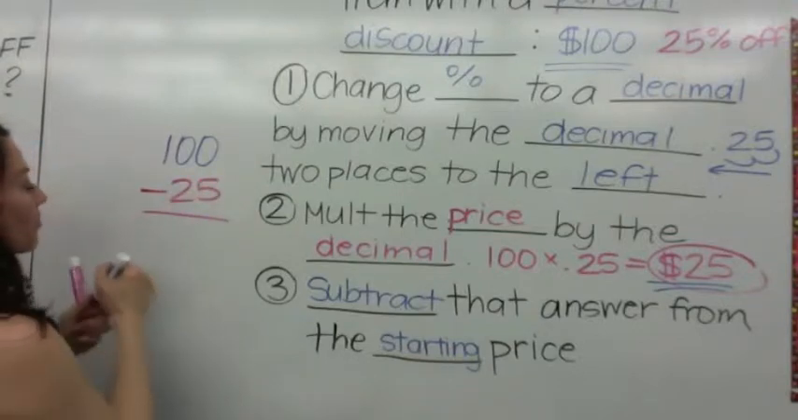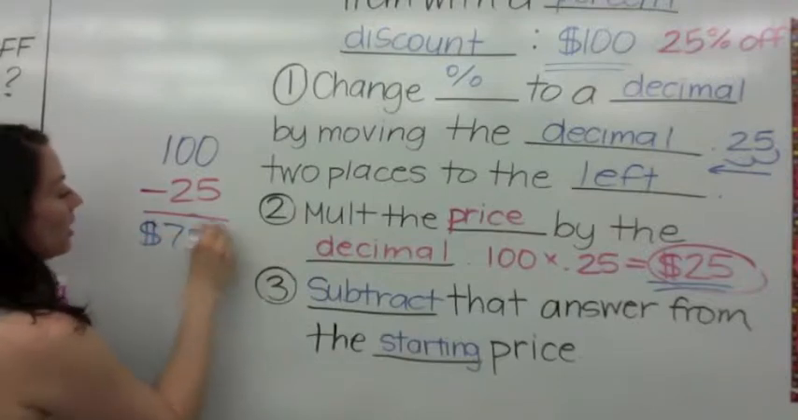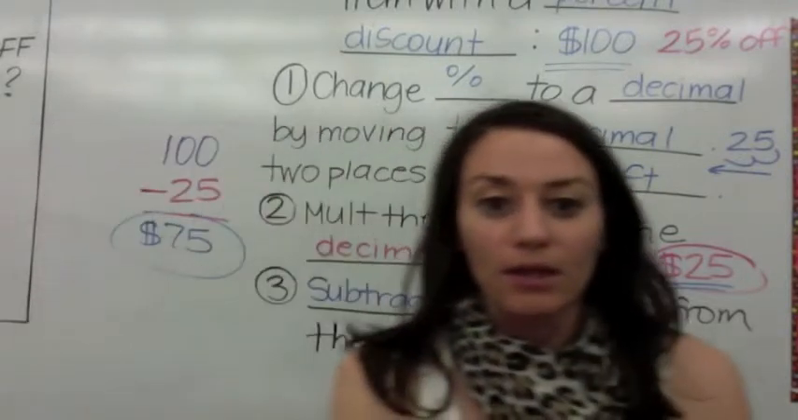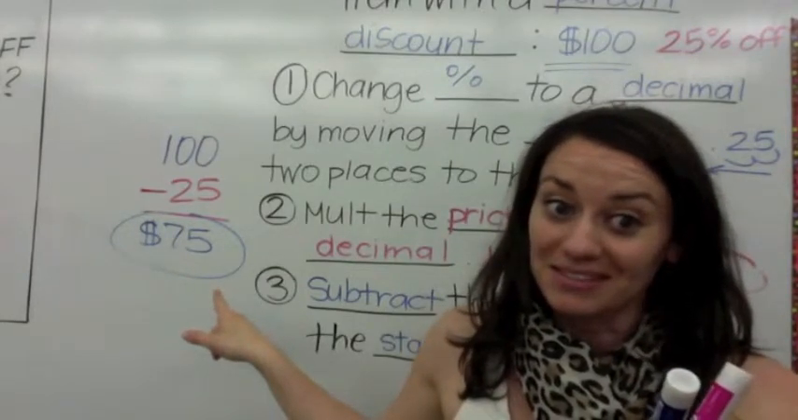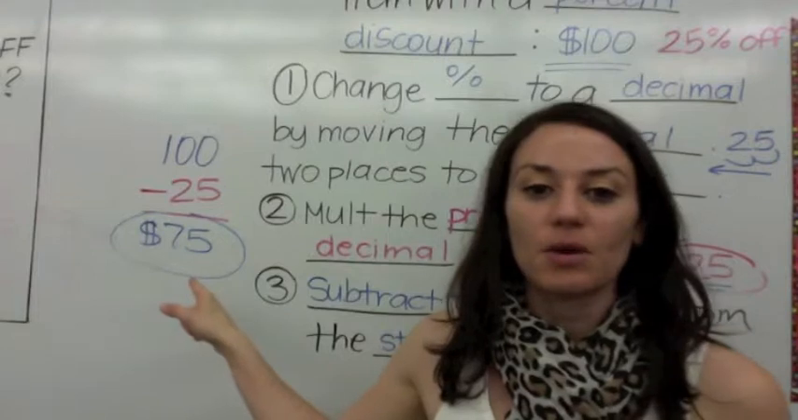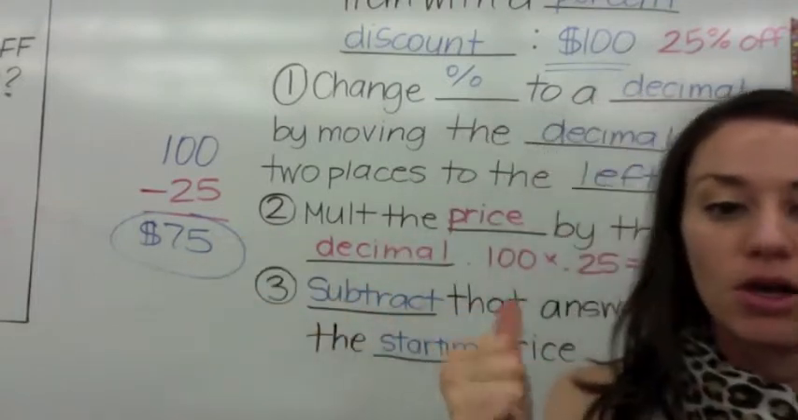How much will you pay for the iPhone? You're going to pay how much? $75. Now, here's where it gets tricky. They're still going to tax you, but I'm not going to make you calculate the tax. So you will pay, before tax, $75 with a discount. Go ahead and get that down.